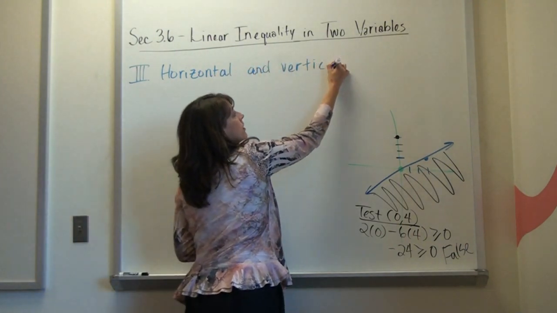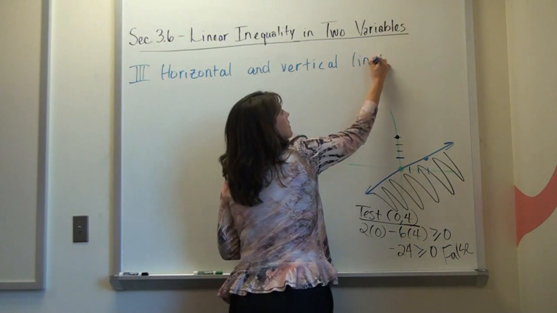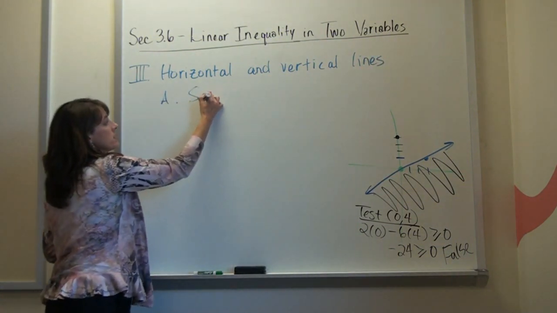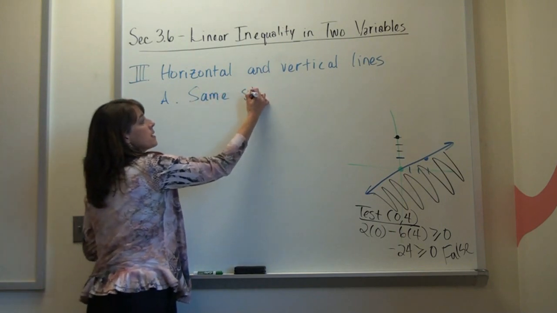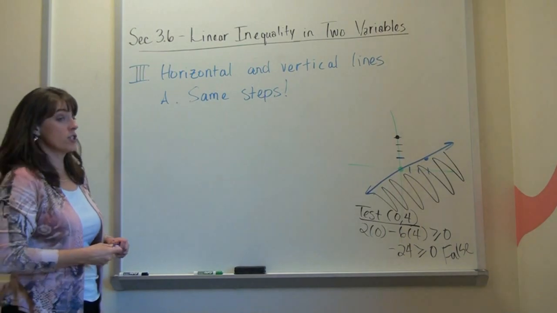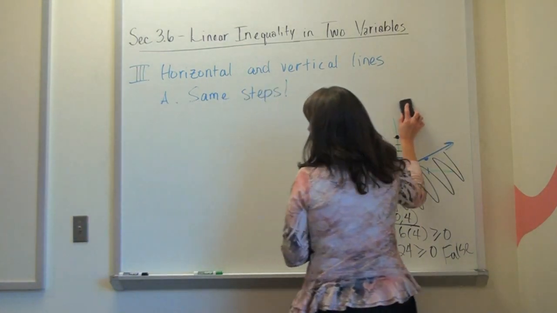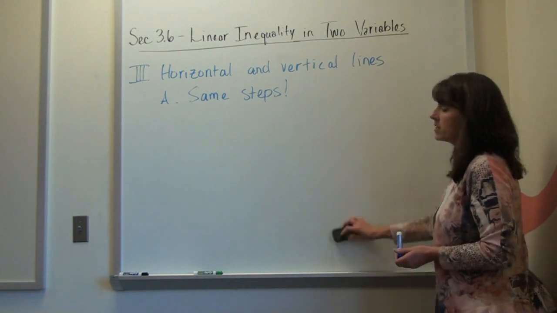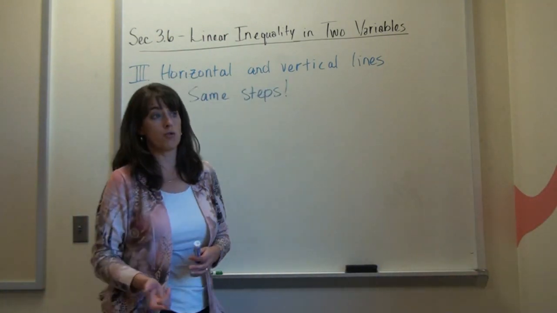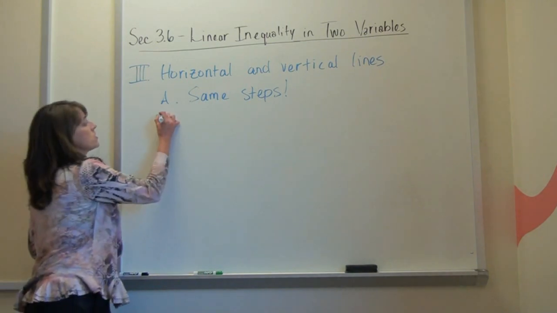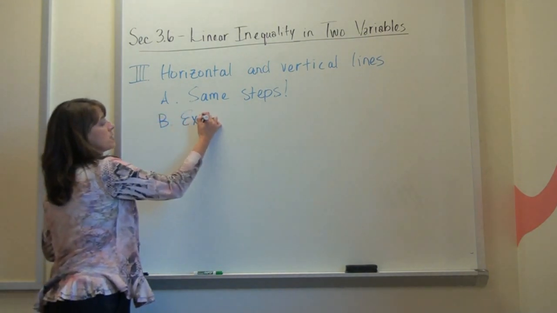Horizontal and vertical lines. The nice thing about horizontal and vertical lines is that you have the very same steps. In other words, you're going to graph the line, you're going to determine whether it's solid or dotted based on your inequality symbol. You're going to test a point in your inequality to see if you come up with a true statement. If it's true, shade that side. If it's false, shade the other side. It's the same steps. So let's take a look at a couple examples here.